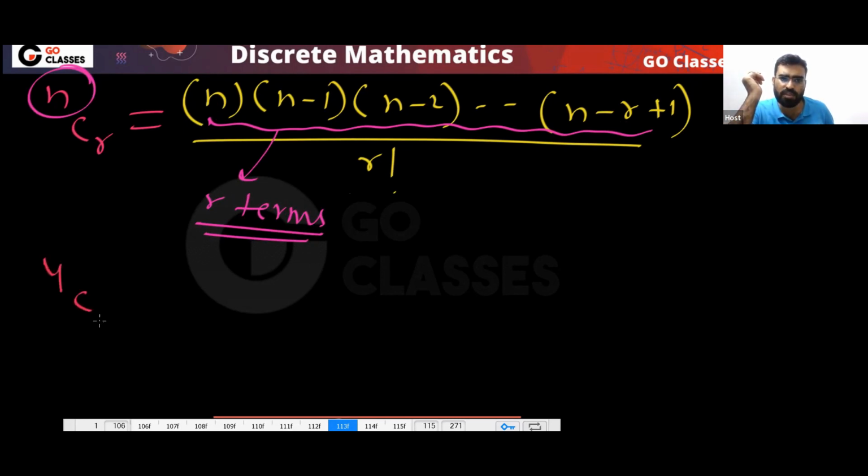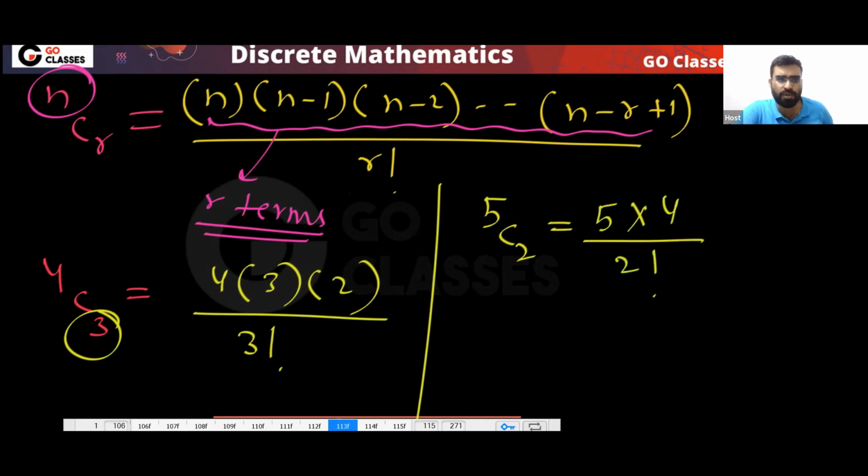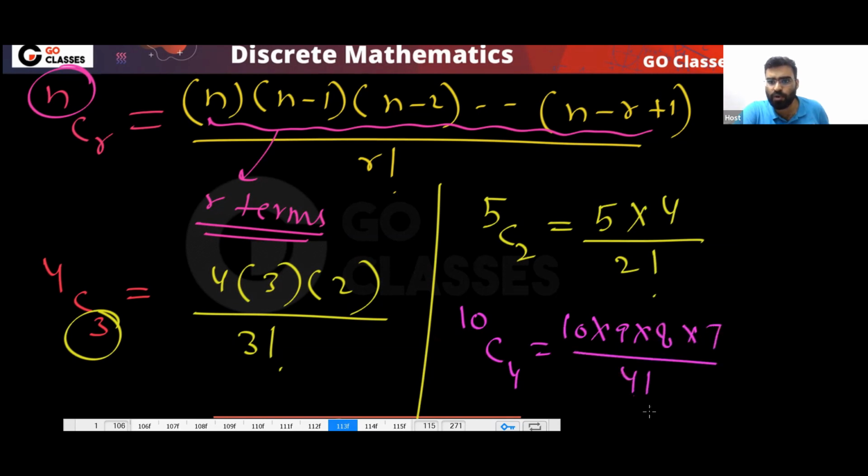For example, if I ask you what is 4C3, then 3 times you will write 4 multiplied by 3 multiplied by 2 divided by 3 factorial. If I ask you 5C2, 2 terms: 5 into 4 divided by 2 factorial. If you want 10C4, 4 terms: 10 into 9 into 8 into 7 divided by 4 factorial. Correct? So this is the idea.